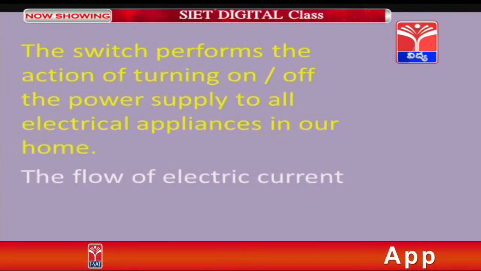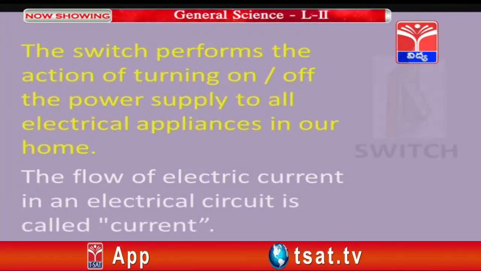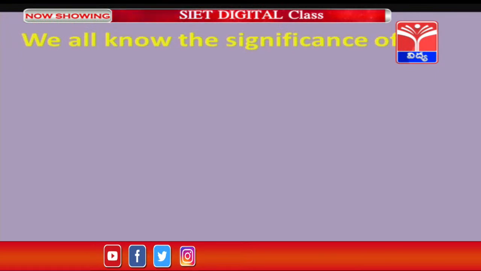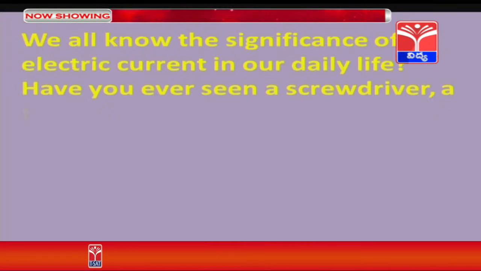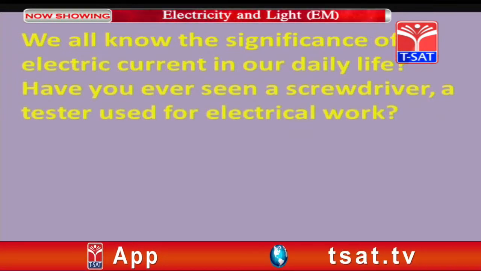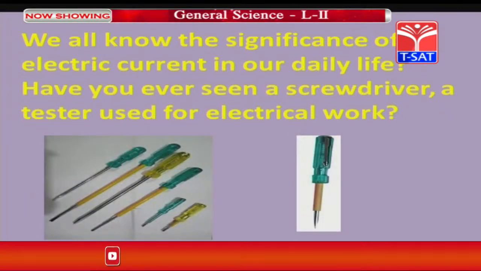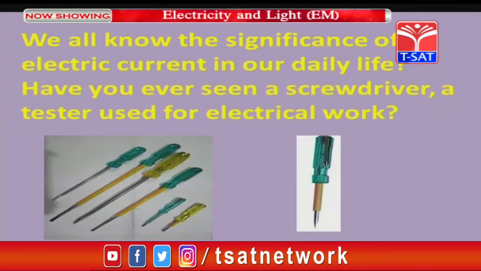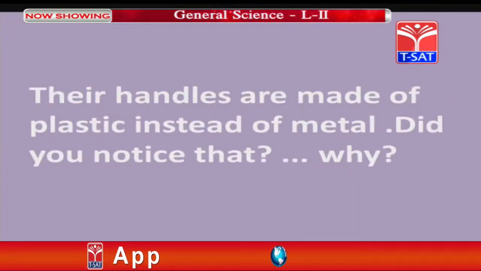The flow of electric charge in an electrical circuit is called current. Now, it is the switch we normally see at our homes. We all know the significance of electric current in our daily life. Have you ever seen a screwdriver or tester used for electrical work? Yes. Now, it is the tester and many types of screwdrivers. Did you observe the handle? The handle is made of plastic or an insulating material. Their handles are made of plastic instead of metal. Did you notice that? Why?